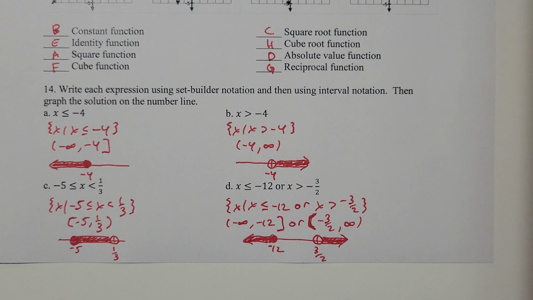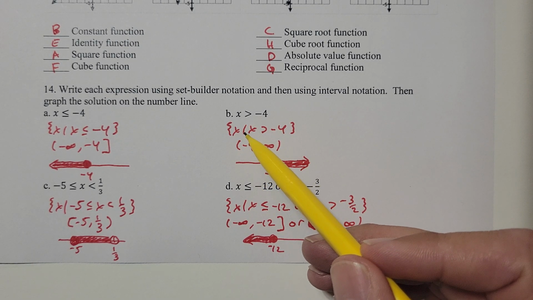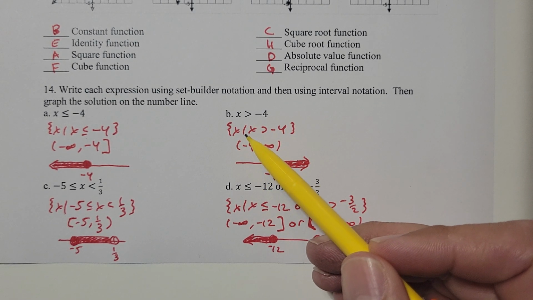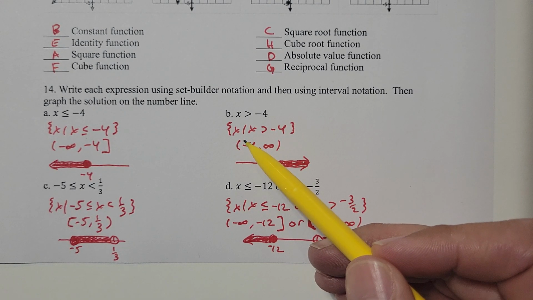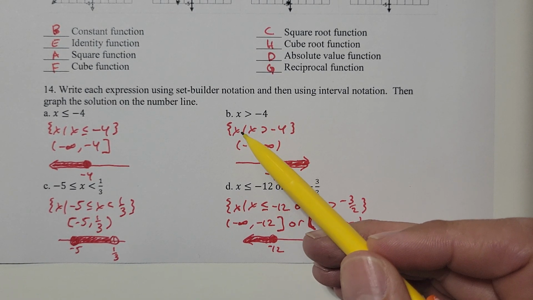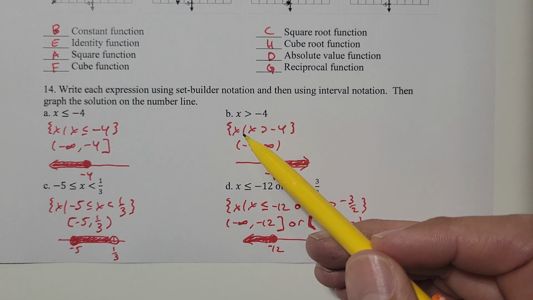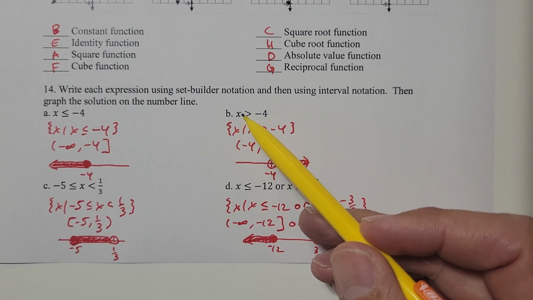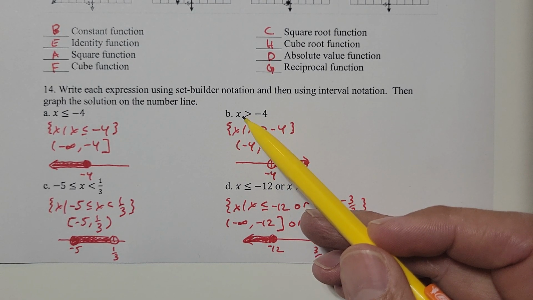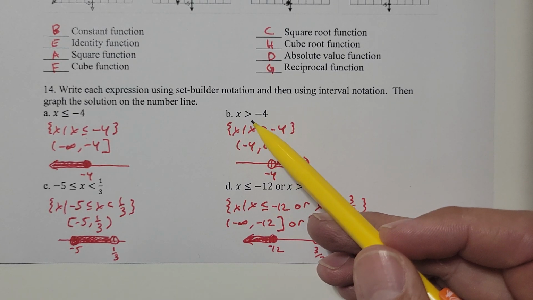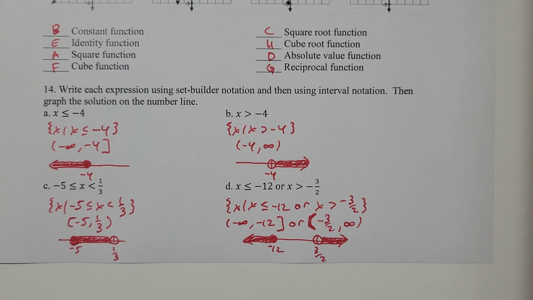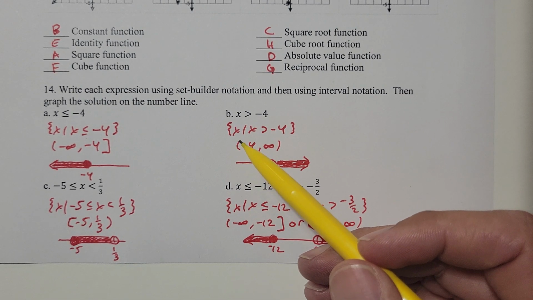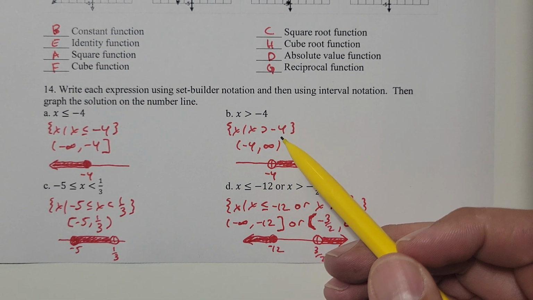In part B, x is greater than -4. So as a set, I would say the set of all x such that, and I must have the set of all x such that. That's necessary. I wouldn't just write the set containing x greater than -4. That doesn't make sense. You say the set of all x such that x is greater than -4.